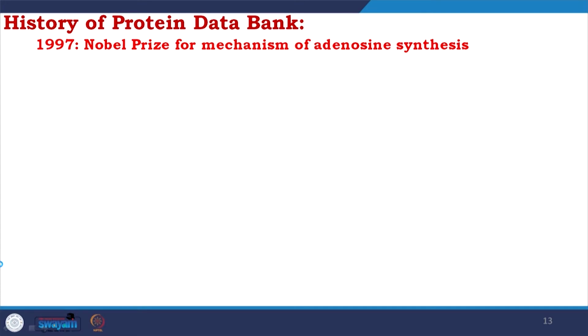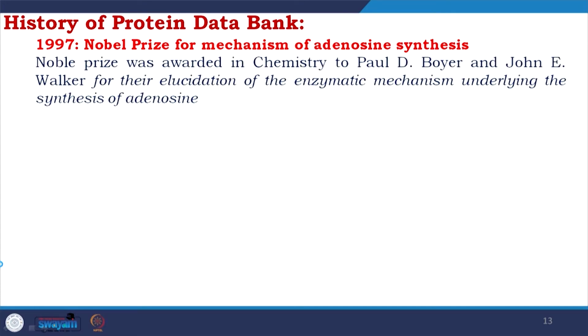In 1997, the Nobel Prize for the mechanism of adenosine synthesis. The Nobel Prize in Chemistry was awarded to Paul D. Boyer and John E. Walker for their elucidation of the enzymatic mechanism underlying the synthesis of adenosine triphosphate. It was again a very critical step, because this is the first elucidated mechanism about the nucleic acids.